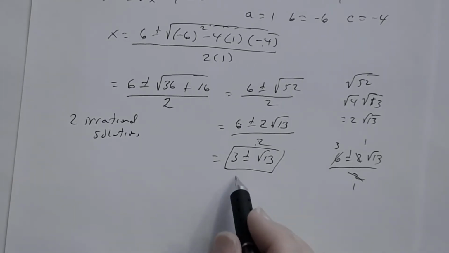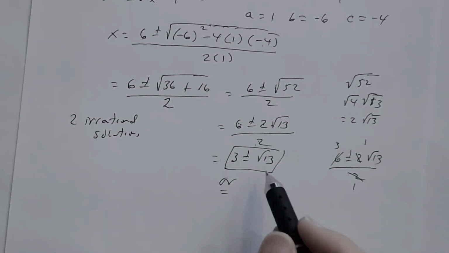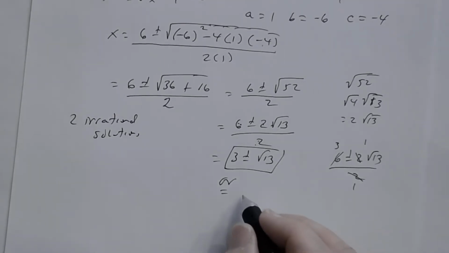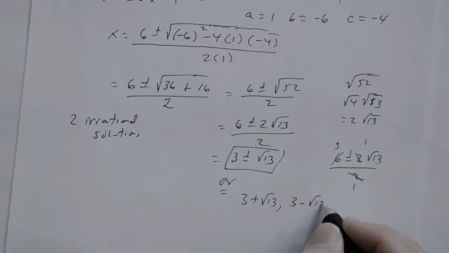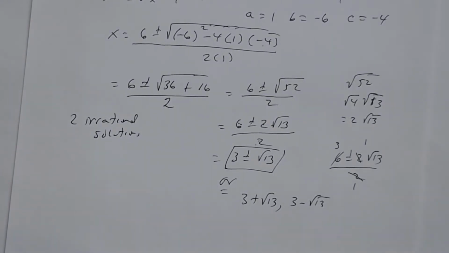All right, now on MyMathLab, they're going to ask you to write 2 separate solutions. So you can say 3 plus the square root of 13, and then 3 minus the square root of 13. All right, so that was number 1. Okay, let's look at number 2. So number 2, we have this in number 2.